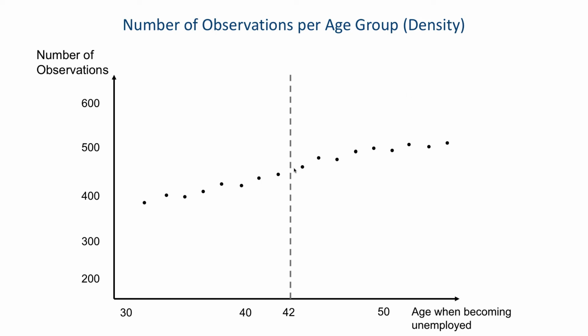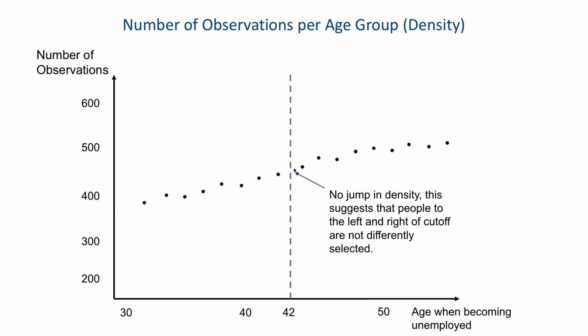Note that in this graph there is no jump in the density. This suggests that people to the left and to the right of the cutoff are not differently selected.